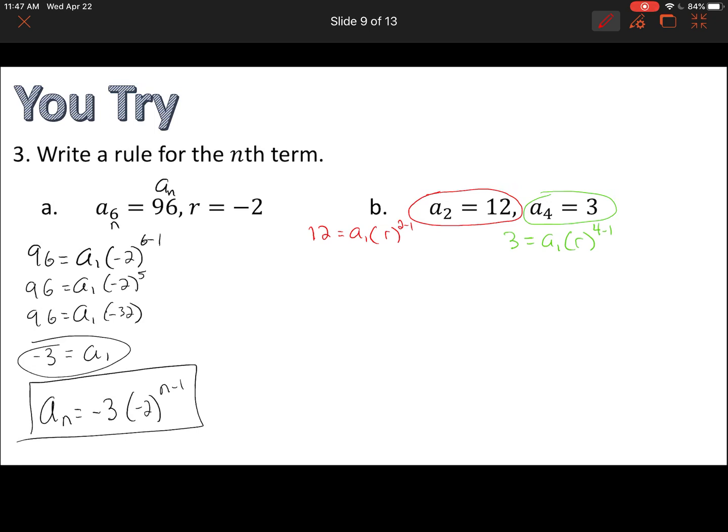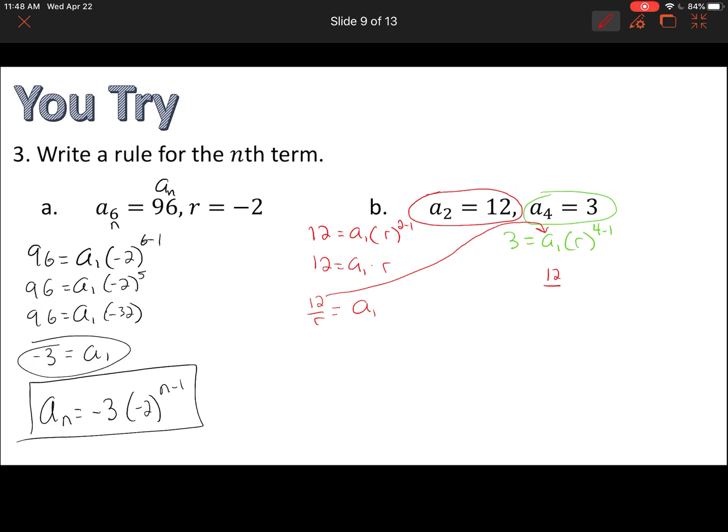You can choose either one to get alone. I usually choose the one that has the lower exponent on the r, so I'm going to choose the red equation over here, and I'm going to get a sub 1 alone. So we have 12 equals a sub 1 times r to the 1. This is very similar to the last problem. I divide both sides by r, and I get a sub 1 is equal to 12 over r. It won't always be that. It's just coincidence that the first two we did were 12 over r. So now you're going to take that and plug it in here.